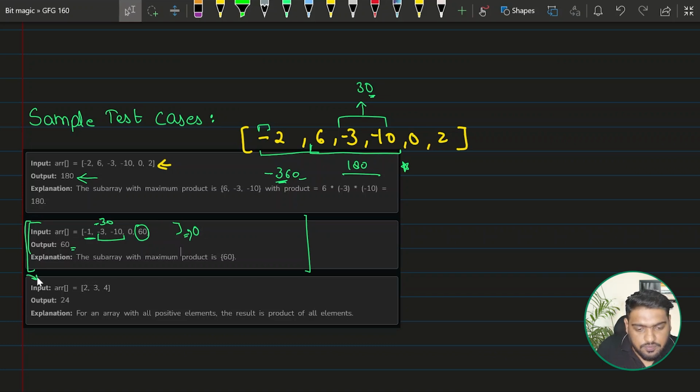Coming on to this array. Now, what is special with this array? Well, you can notice that all of the numbers here are already positive. And when you know that all the numbers are positive, at that point, just multiplying all of the elements is going to be your answer. I hope now all of these 3 test cases are clear to you. Let's try to build our logic around it now.